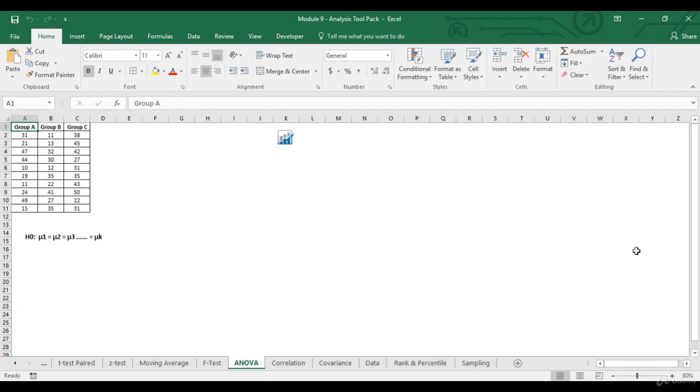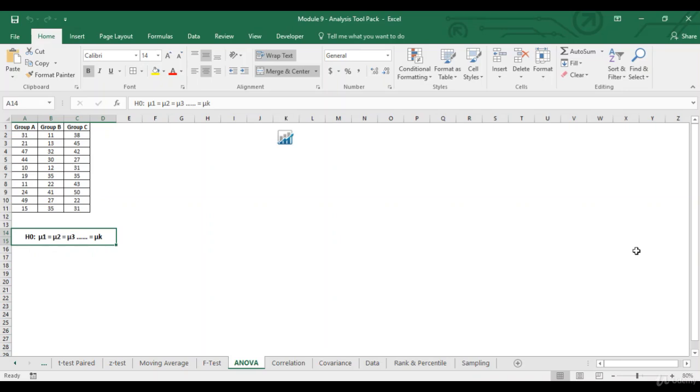Now, let's say I've got a class which has 30 students, and they've been divided in three groups of 10 each. Each of the groups is assigned a different math teacher, and then the exam results are assessed to see if the students get the same marks irrespective which teacher taught them. So this is my group A marks, this is my group B marks, and this is my group C marks. And the null hypothesis is that the means across these groups is same.